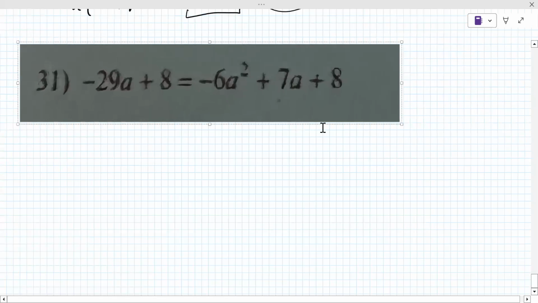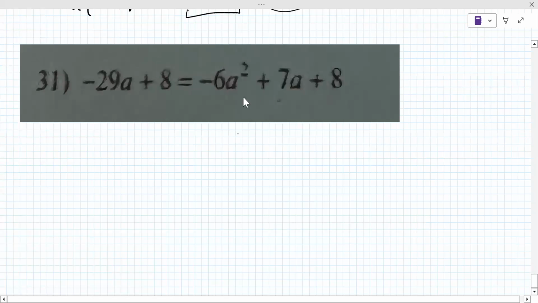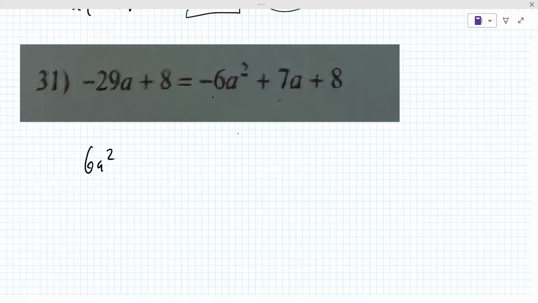All right, so we want to move everything to one side. Let's move everything left because that's going to get the leading term positive. Maybe we'll see something if we do that. So it's 6a squared minus 36a. And notice that when you subtract 8 from both sides, it goes away. Okay, and that equals 0.